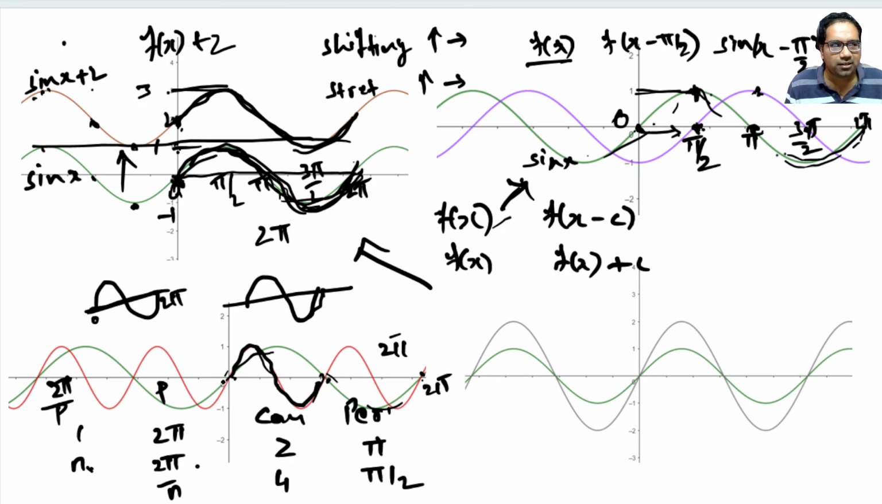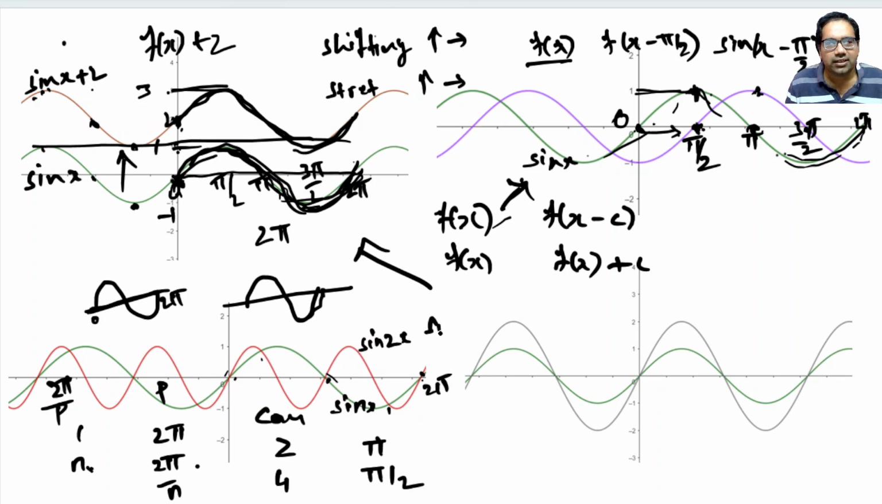Okay. This is compression or stretching also. So for example, instead of 2 pi, it has become 1 by 2 pi. Then this graph would have stretched. For example, this is sine 2x graph. This graph is sine 2x. The green graph is sine x.